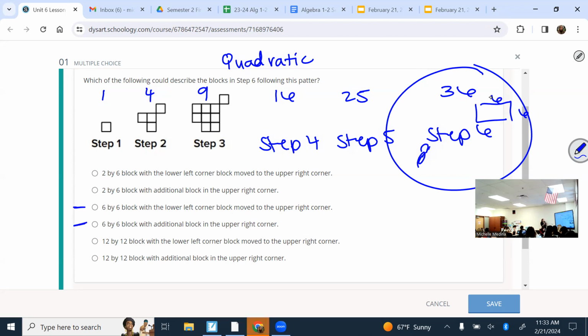So it's either the lower left corner block moved to the upper right corner, or an additional block in the upper right corner. What do you guys think? So they're moving the lower left block to the right corner. That's what was going on in this pattern. They're not putting an additional one. Additional would imply that there's a box here already, and they're just adding one, and that's not what they're doing. So questions on this one, does that make sense?